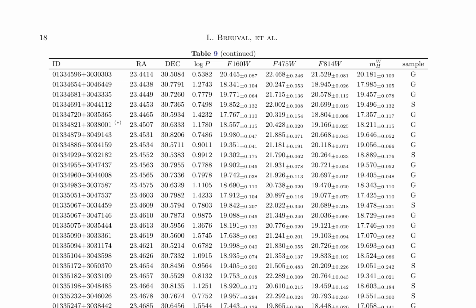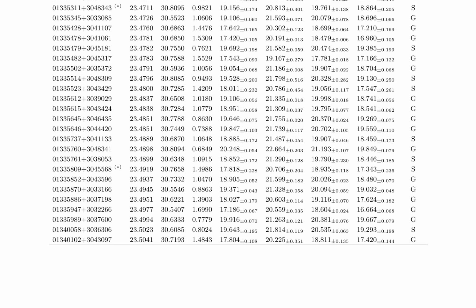The sample is divided into gold, G, and silver, S, categories, with the gold sample consisting of 63 Cepheids and the silver sample consisting of 17 Cepheids. The table continues on the next page, listing additional Cepheids with their corresponding parameters. The period distribution of the Cepheids ranges from 0.5382 to 1.6990 days, with a median period of 1.0606 days. The mean magnitudes in the F160W filter range from 16.197 to 20.445 mag, with a median magnitude of 18.690 mag.